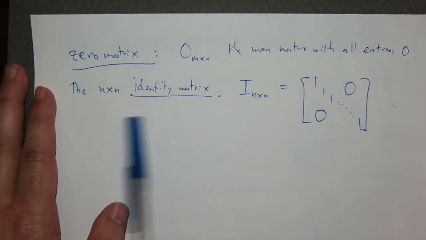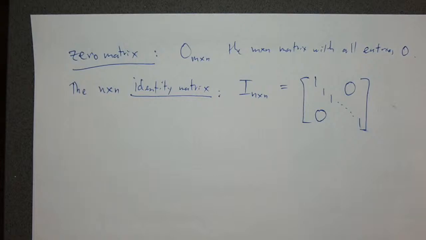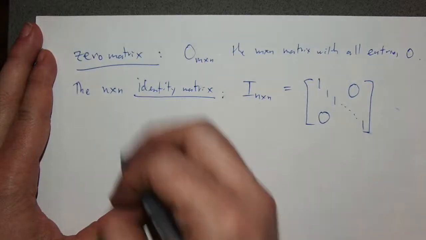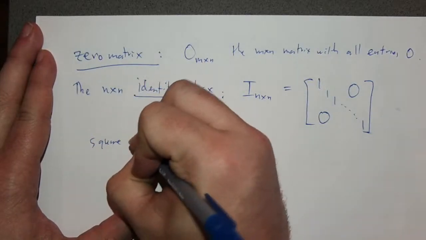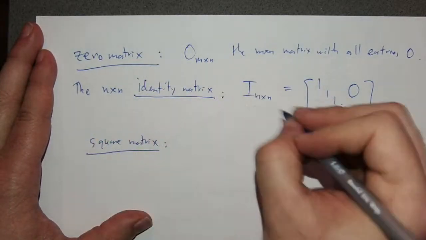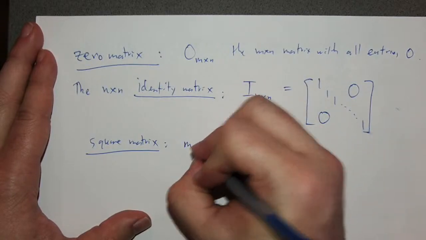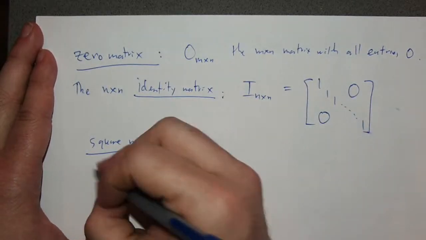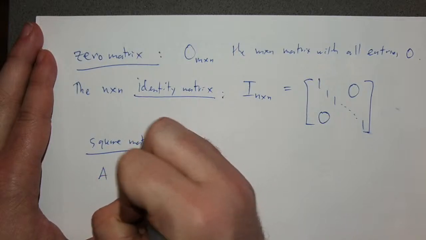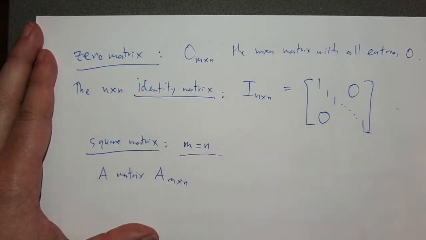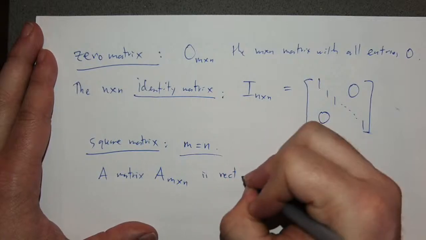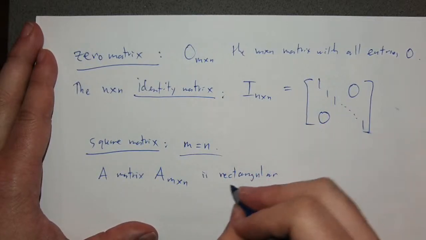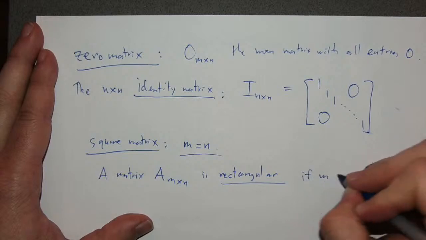An identity matrix, or the identity matrix, is an example of a diagonal matrix. The entries on the diagonal are whatever. In this case, they're all 1, and off the diagonal, they're all 0. So this is also an example of a square matrix. So a square matrix is exactly what it sounds like. It's not rectangular. That is, m is equal to n. A matrix A sub m by n is rectangular, right? If m is not equal to n.